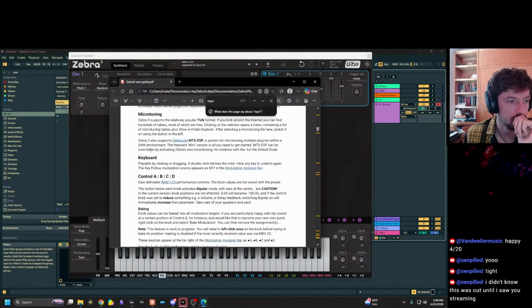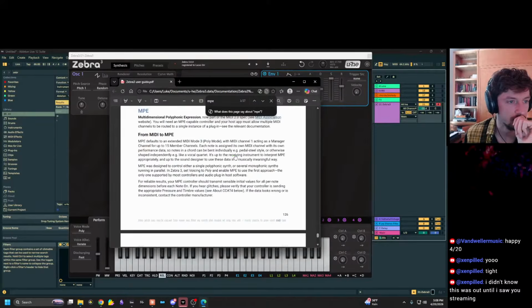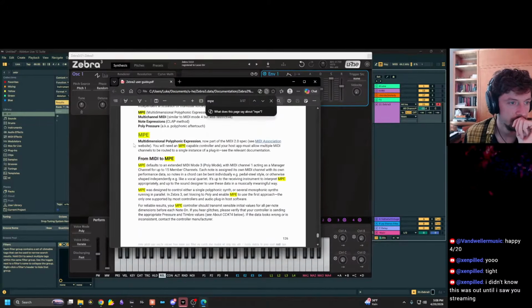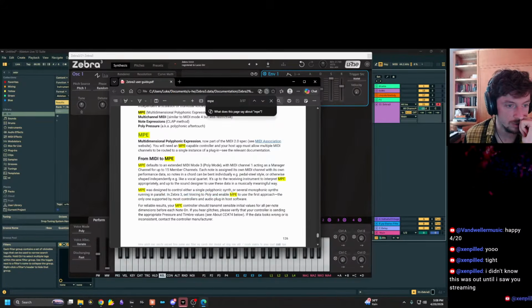So microtuning, that's its own thing. Okay, we go over here. Now part of MIDI 2.0, you need an MPE capable controller, and your host app must allow multiple MIDI channels to be routed to a single instance of a plugin. Yeah, that happens. MPE defaults to an extended MIDI mode 3 poly mode with MIDI channel 1 acting as a manager channel for up to 15 member channels. Whoa. Okay, it was designed for either single polyphonic synth. Okay, who cares?